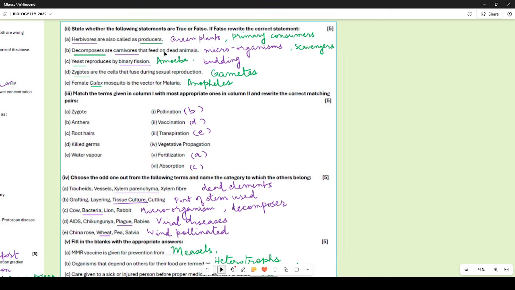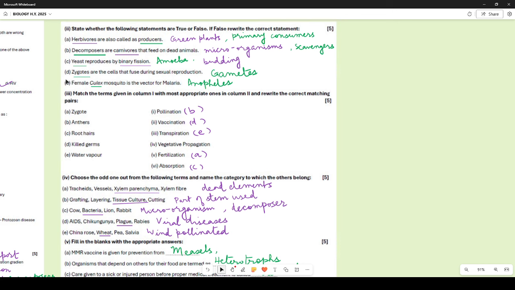Decomposers are carnivores that feed on dead animals. You can write scavengers are carnivores that feed on dead animals, or decomposers are microorganisms that feed on dead animals. So they should be correlative with this part and this part. Yeast reproduces by binary fission. So either you can write amoeba or bacteria reproduce by binary fission, or you can write yeast reproduces by budding. Zygotes are the cells that fuse during sexual reproduction.